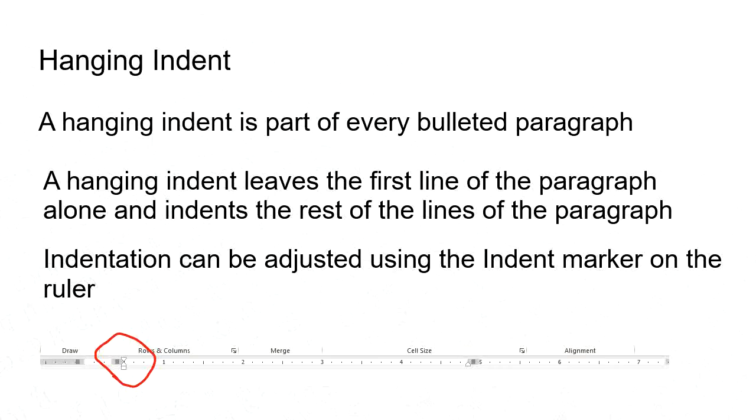A hanging indent is where the first line of the paragraph is further to the left than the rest of the lines of the paragraph. So it's really the opposite kind of indent to a first line indent. You can make indentation adjustments on the ruler bar using the indent marker, which can be very frustrating, so be ready to use your undo button if something goes wrong. But let's try it.